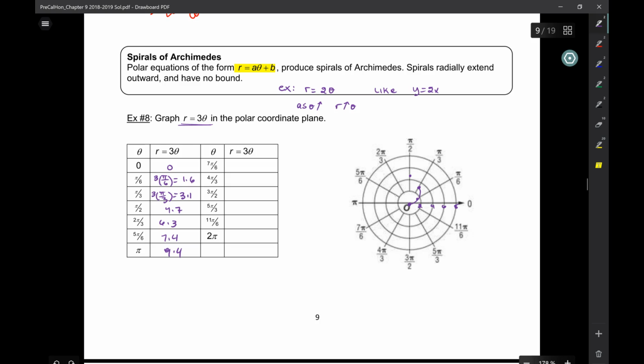So what's happening? As you're moving further and further out, right? Theta is just getting longer, longer, longer. I'm sorry, radius is just getting longer, longer, longer. But now when you connect all of these, what have you made? A spiral, okay? And that spiral will just keep going out and out and out, okay?